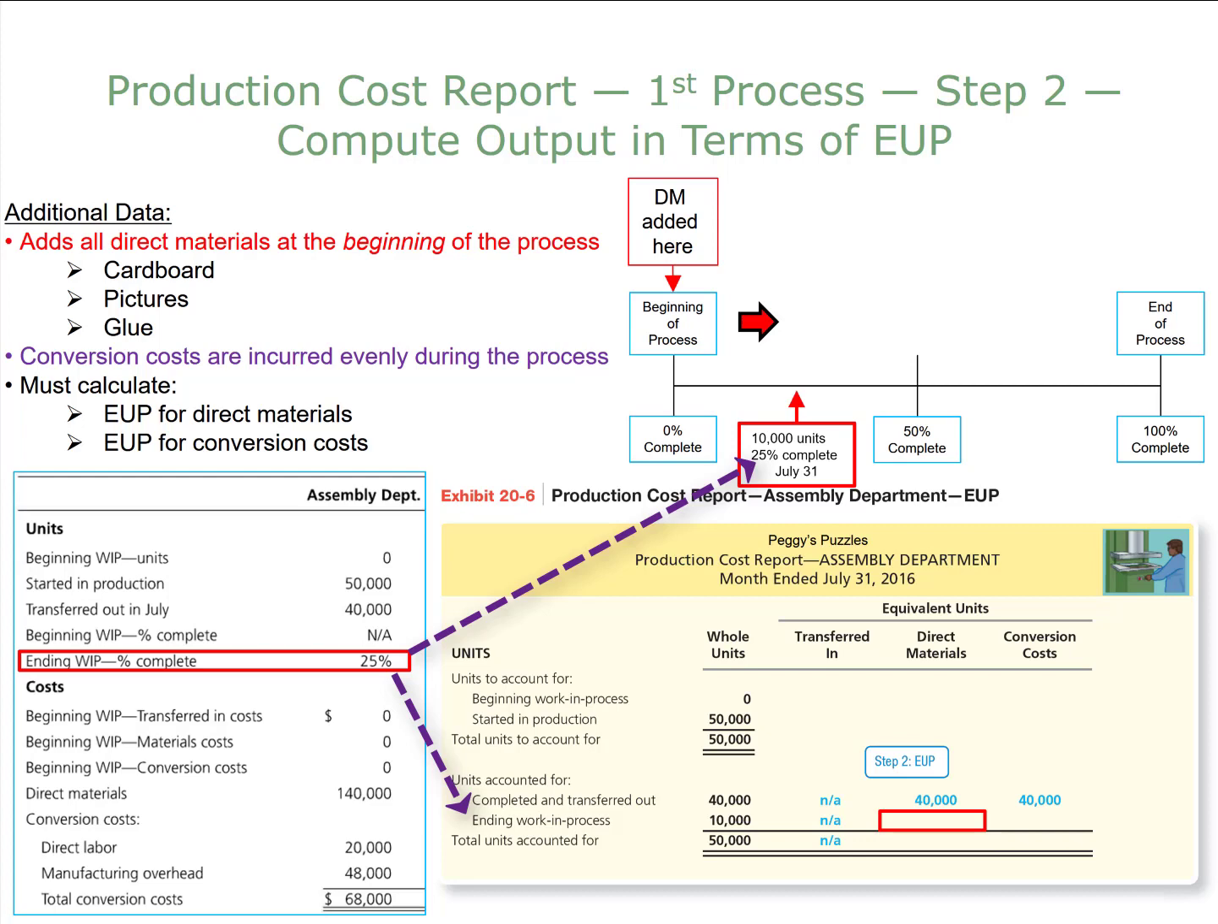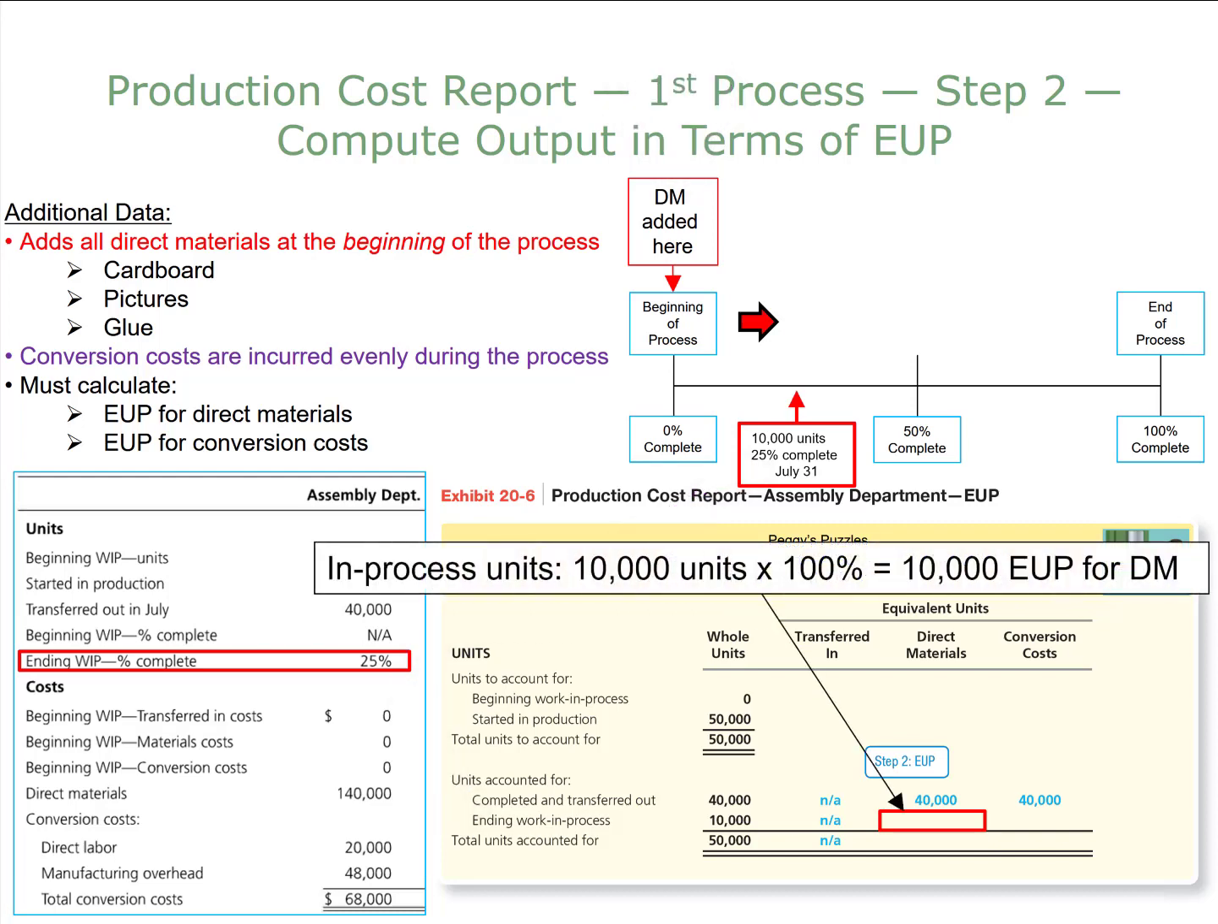For direct materials, at what point on the timeline did the direct materials get added? You can also think of the timeline, remember, as a conveyor belt with a starting point on the left and the puzzles moving to the right. Remember, our additional data says the direct materials are added at the beginning of this department's process. So the question is, of these 10,000 incomplete puzzles, what percentage of them have had the direct materials added to them? Well, since all 10,000 units are 25% through the process, and the direct materials were added at the beginning of the process, 100% of the puzzles have the direct materials added. So our calculation is 10,000 units that were incomplete at the end of the accounting period times 100% equals 10,000 equivalent units of production for direct materials.